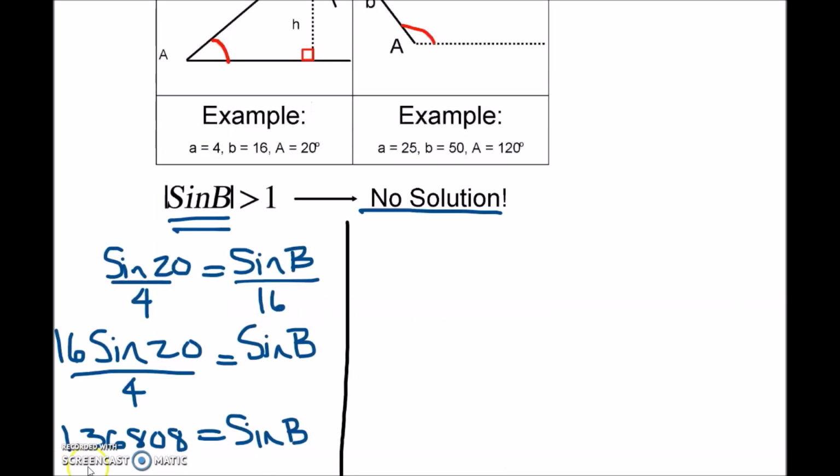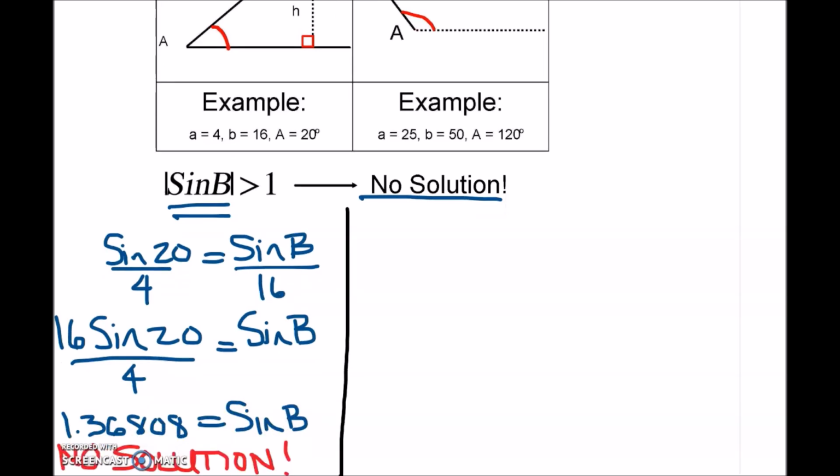In our first example, we're given our triangle ABC and we have two sides and one angle, so we get angle, side, side. Let's set that up. We get sine of 20 degrees over 4 is equal to sine of B over 16. We're going to cross multiply and solve for the sine of B, and this is when we know we won't have any triangle that can work because the sine of B is greater than 1. So we get no solution.